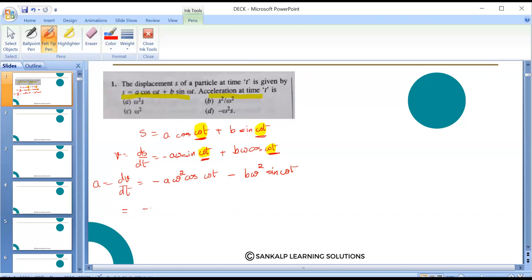You can take minus common, omega square common. Left is a cos omega t plus b sine omega t. That is minus omega square times this, which is nothing but the given displacement s. So the correct option is option D.